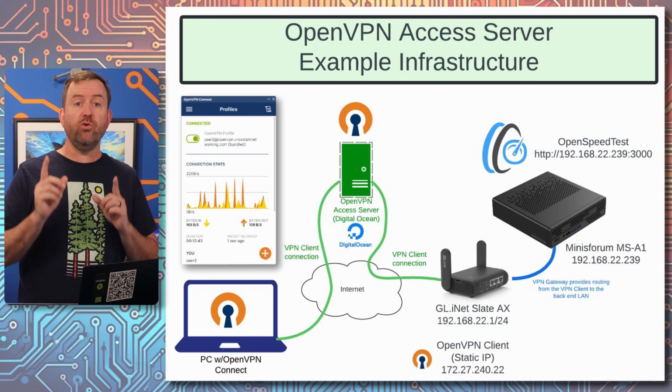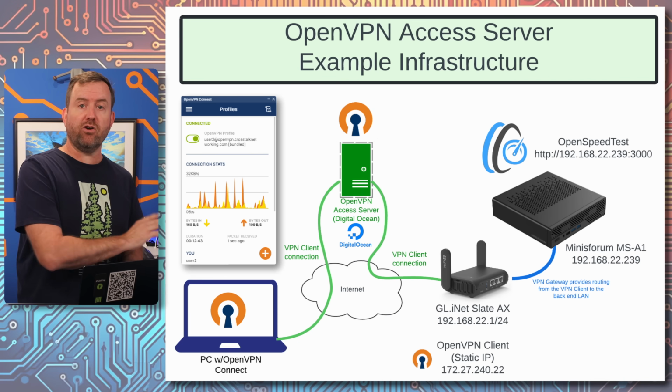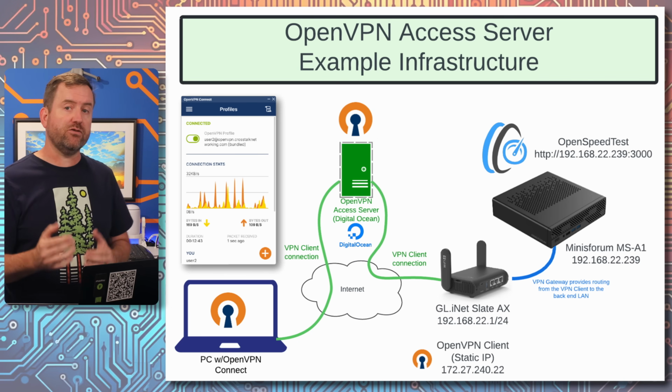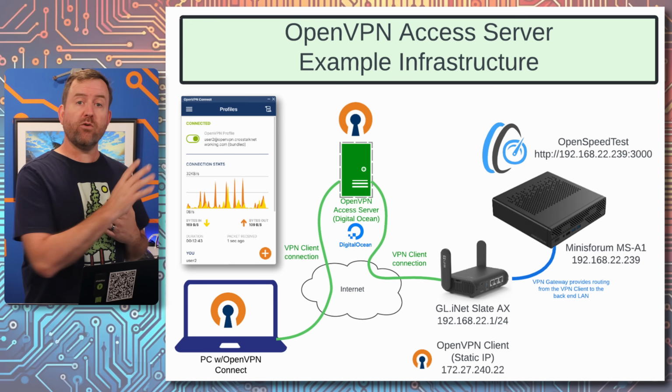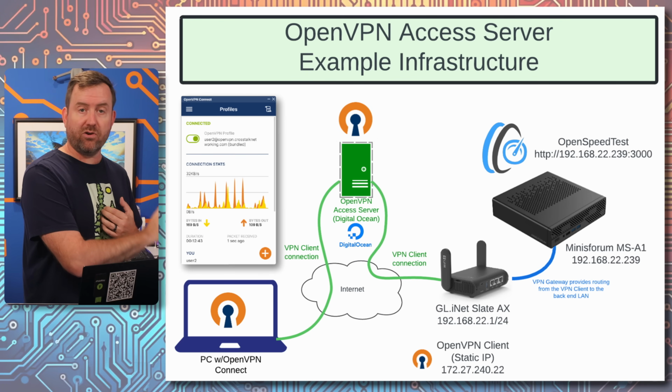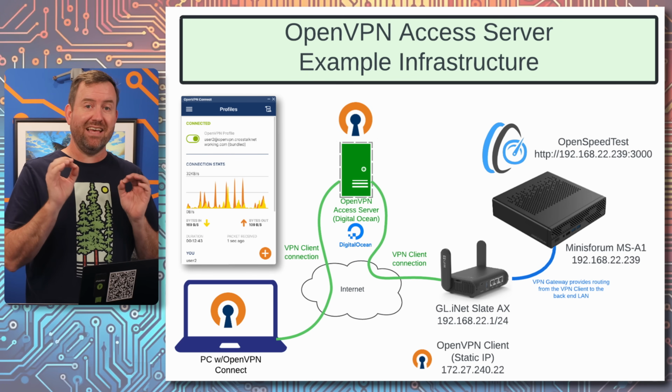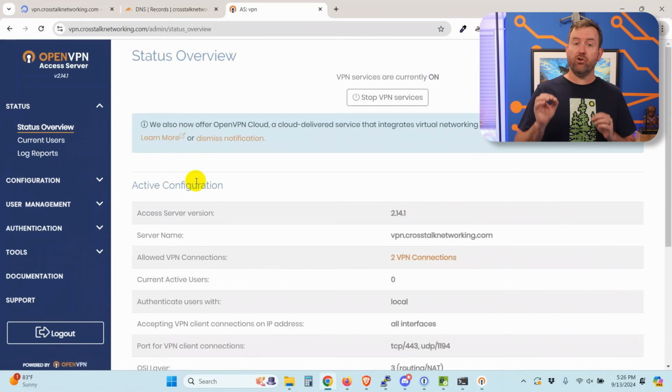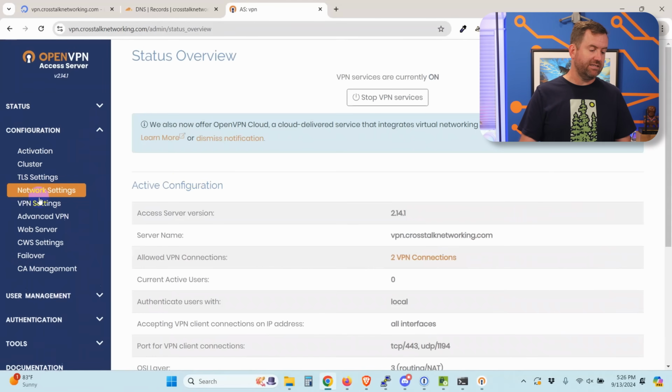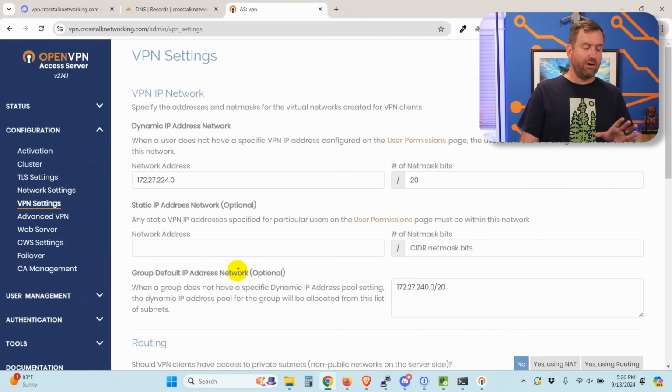We'll need to create a new user for our Slate AX router, but unlike when we create accounts for standard users, I don't ever want the IP address for our router to change. We want it to be static. To do that, we're going to go to Configuration and then VPN Settings. And here we can see that our default subnet for clients, the sort of DHCP subnet for clients, is 172.27.224.0/20. And static IP address is currently blank.